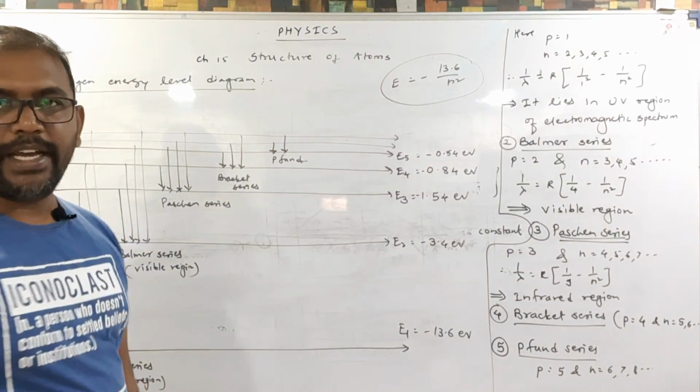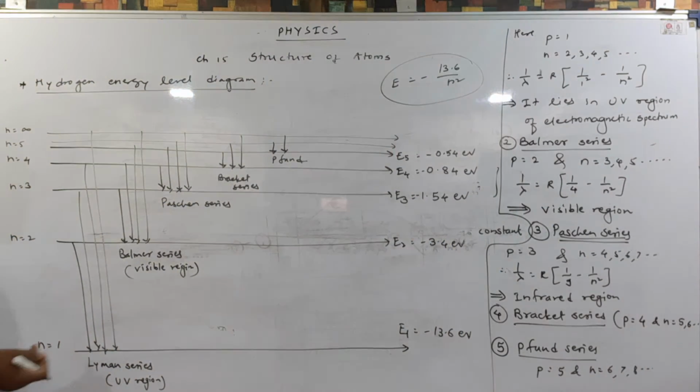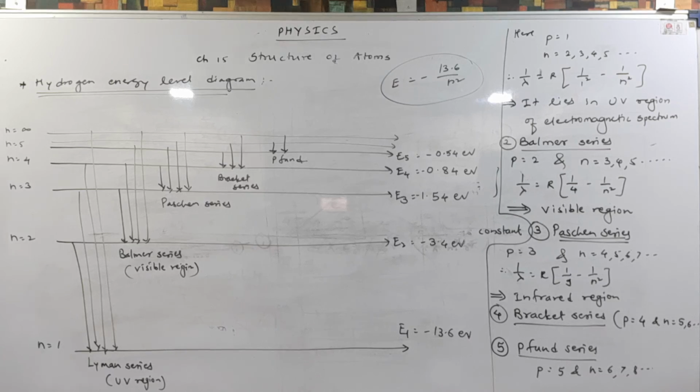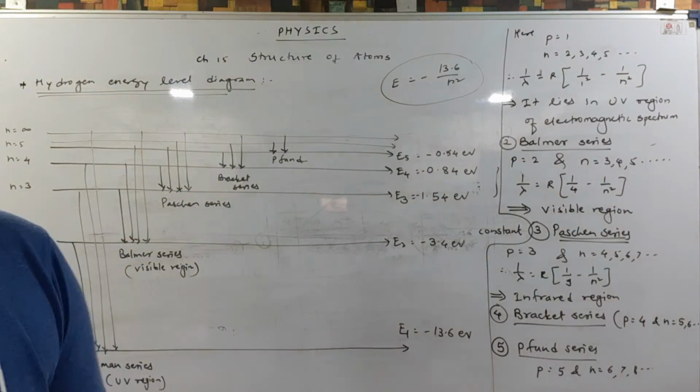So this is the energy level diagram for the hydrogen atom. This diagram is asked in board exams many times, so you have to remember it. So, the hydrogen energy level diagram. See this diagram very carefully. This is very important.